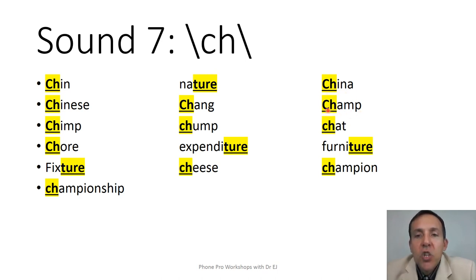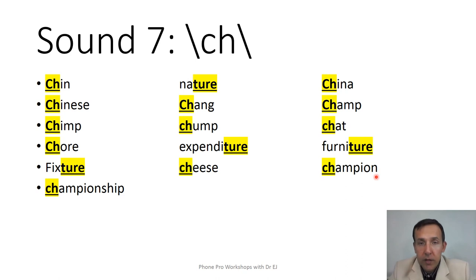Champ. Chat. Okay, here we have T-U-R-E. If we find the phonetic transcription, well, this begins with this sound, furniture, and champion.